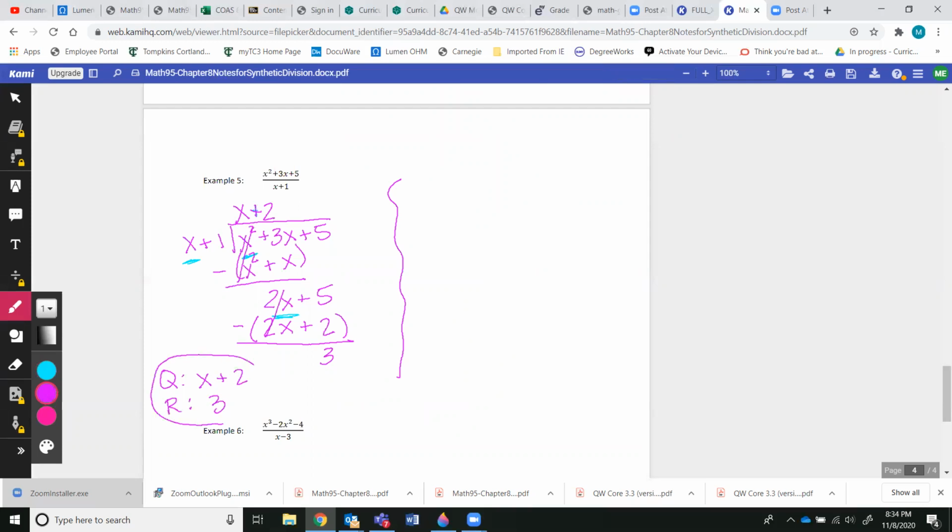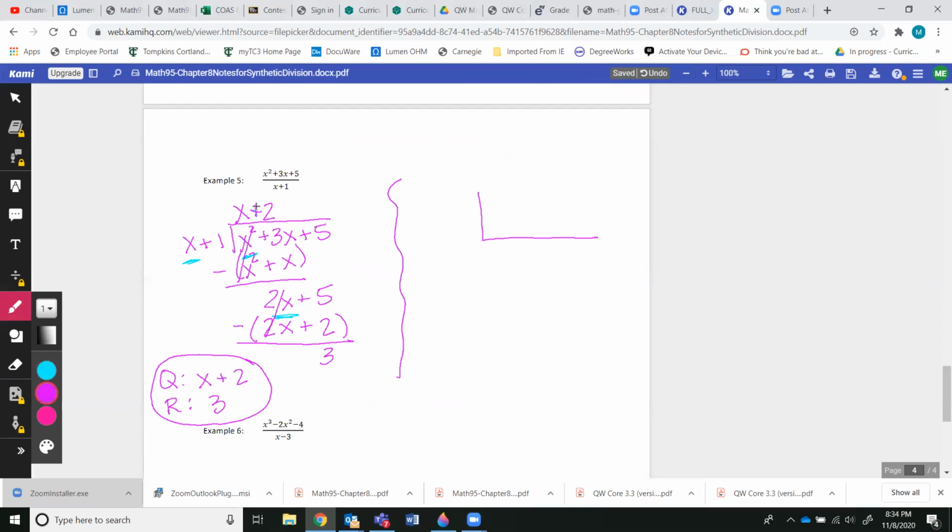How do I know that that 3 is a remainder and I don't keep going? Well, x can't multiply by something to just be 3 and get rid of that x, right? Not unless it had a negative exponent, which we don't want there. All right, so let's do it with synthetic division now also.